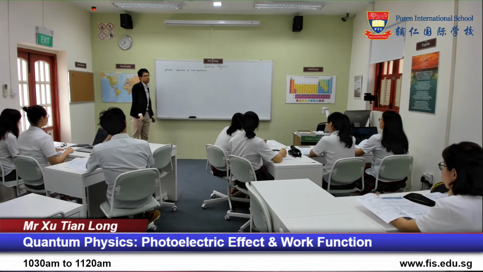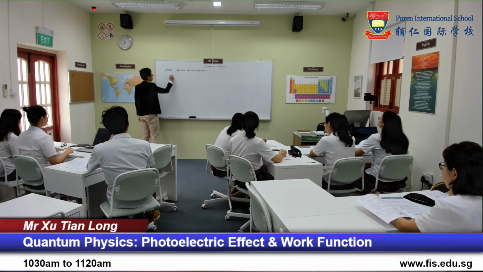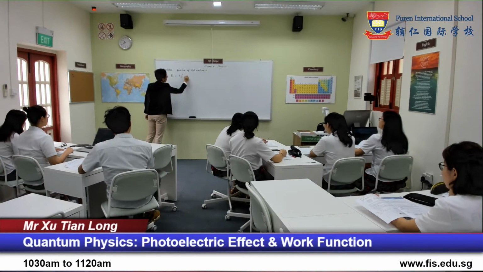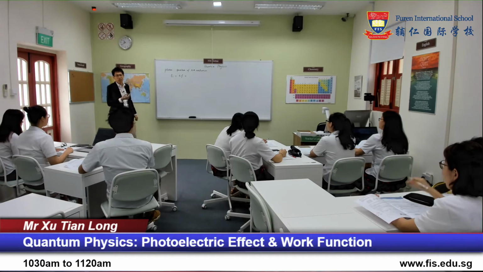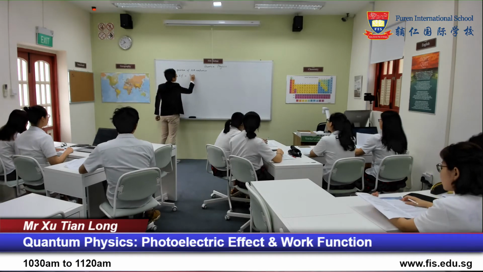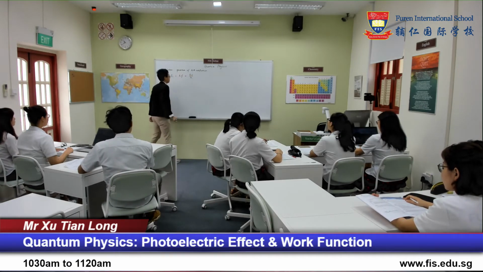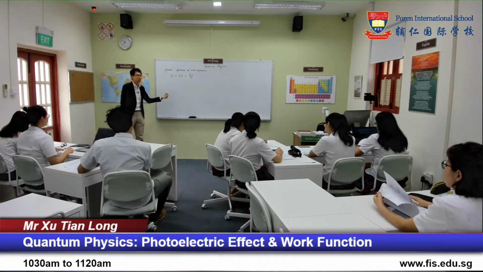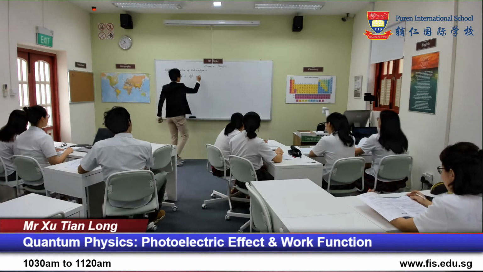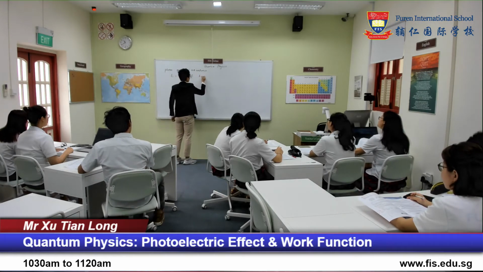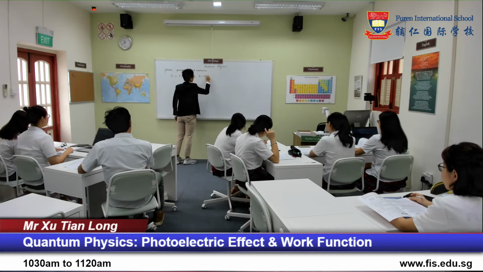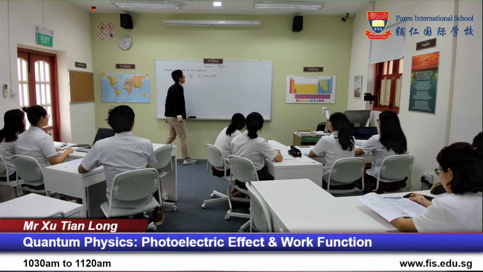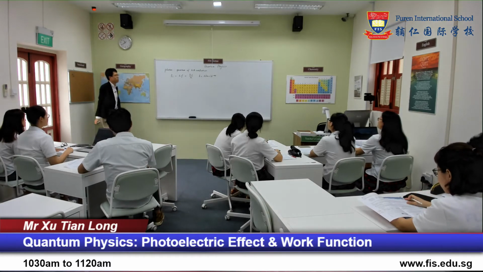Okay, then we also know the energy, right? Energy of one photon equals to hf, then also equals to hc over lambda, right? Okay, then what is h? It's a constant. What's the name of the constant? Planck constant, right? h is Planck constant, and the value is 6.63 times 10 to the power minus 34. Okay, this is the constant.